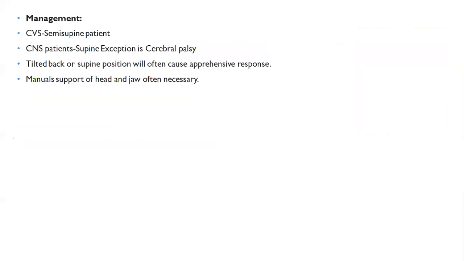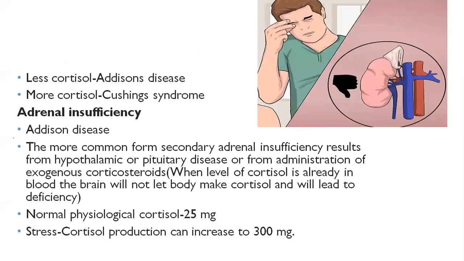Now, how do you manage a patient suffering from any serious diseases? You always place the patient in semi-supine position, whereas for CNS conditions you always keep them in supine position. But the exception is cerebral palsy, where you do not use supine position. You use semi-supine position, and you give support to the head and jaw when necessary.